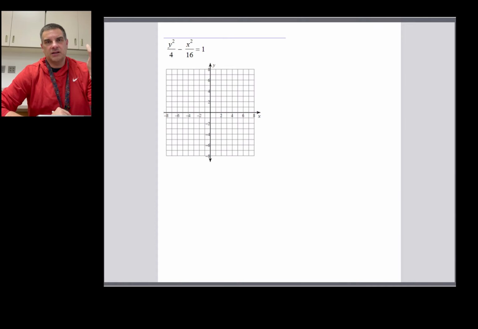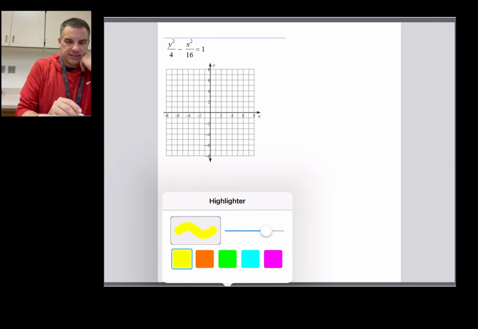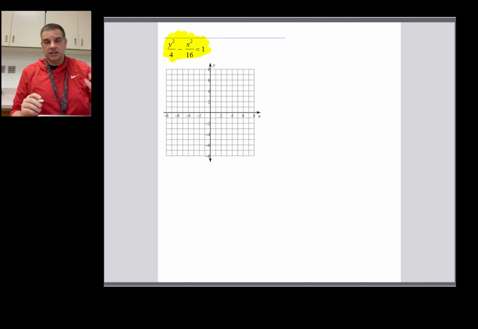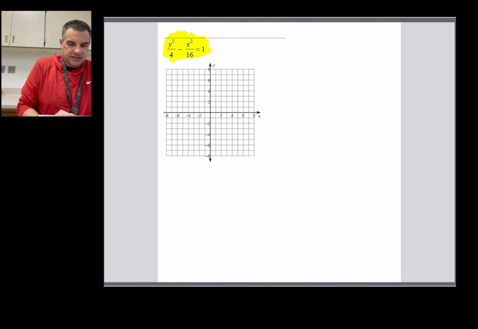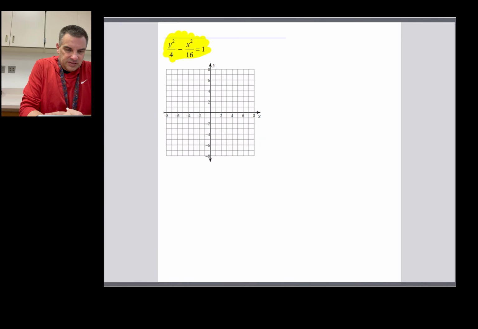So first we have to identify that it's a hyperbola. And we can tell that it's a hyperbola because of the minus sign in between and the fact that it's being divided by something. Okay, so that right there tells us what it is. So we can go ahead and find the center point. Center is pretty straightforward in this one. There's nothing being added, so it's just 0, 0. So I'm going to go ahead and put a dot at 0, 0.